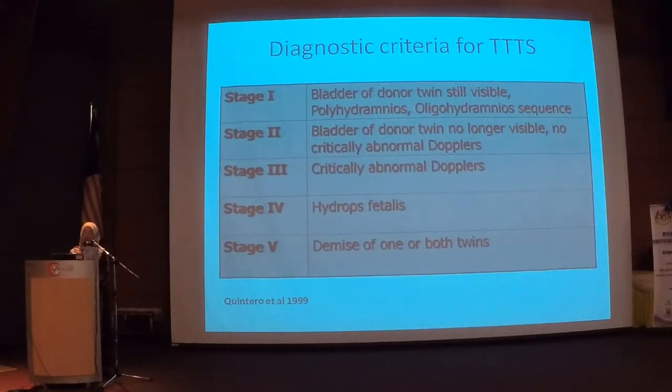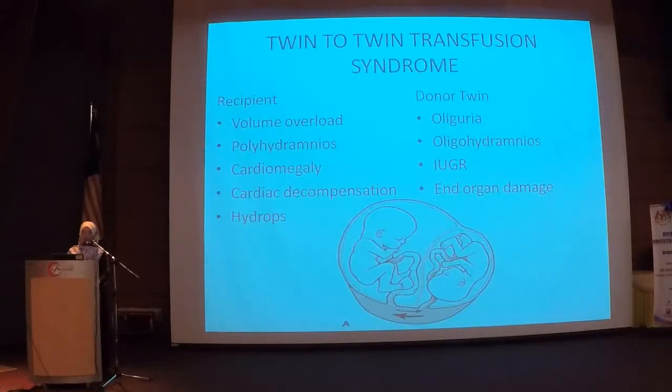So in stage 2, if the donor twin doesn't have a bladder anymore, it's considered stage 2. Of course, it may have a bladder, but it's not expanded, okay? Stage 3, critically abnormal Doppler. Whenever you have abnormal Doppler, this is already stage 3. Stage 4, you have hydrops fetalis: pleural effusion, ascites, pericardial effusion. Stage 5, demise of one or both twins.